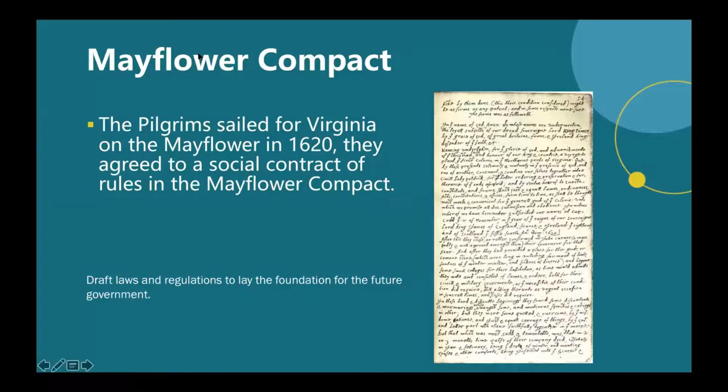And also, this is the Mayflower Compact, which is kind of a law. It was signed in 1620, and they agreed on some rules in the Mayflower Compact. Basically, they just agreed on rules. It's just like a law, actually. They agreed on rules to make sure the country was run properly. So this laid the foundation for the future government.